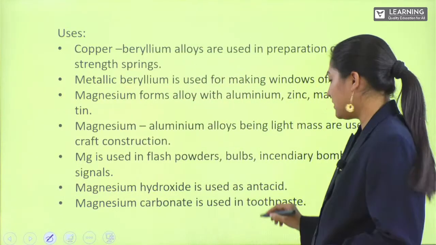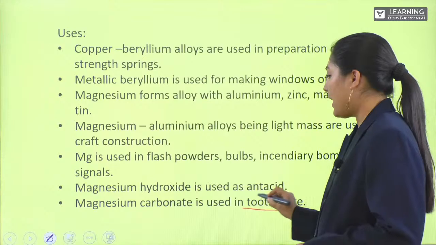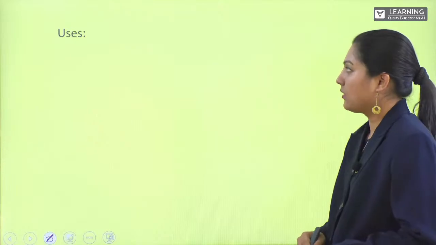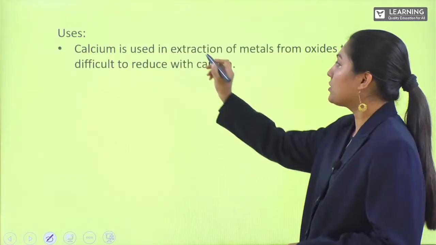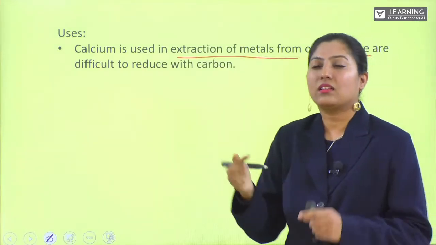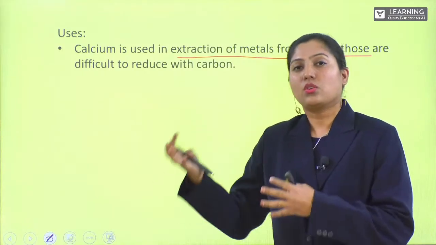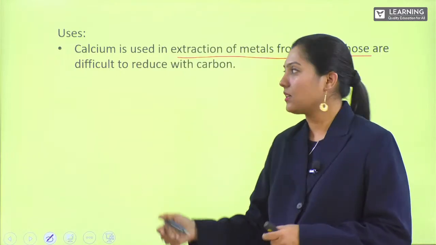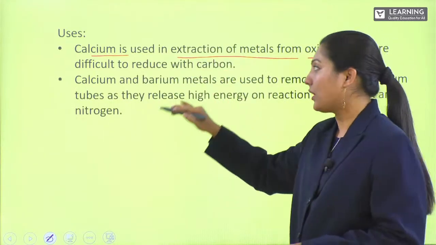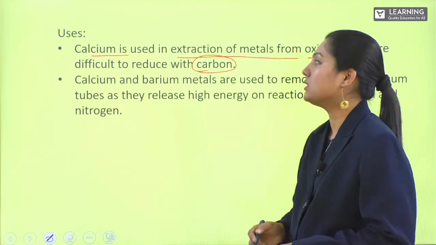Magnesium carbonate is used in toothpaste. We all brush daily, right? So there we have magnesium carbonate added to the toothpaste. Calcium is also used in the extraction of metals. In metallurgy, metals are found as oxides. So when you want to remove the metals from oxides, you can use calcium as a reducing agent if they are not reduced by carbon. If it is very difficult to reduce with carbon, then you can use calcium.